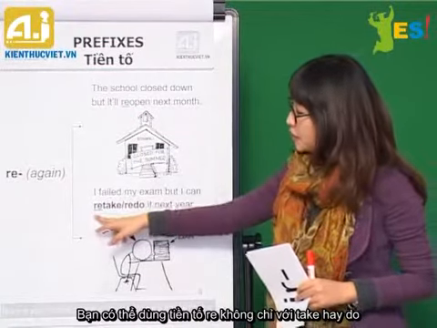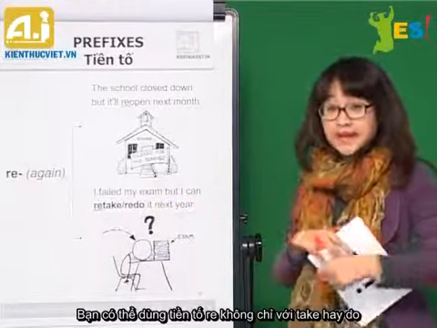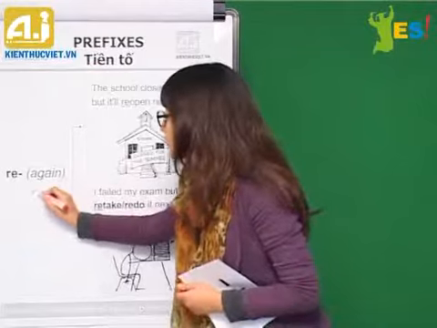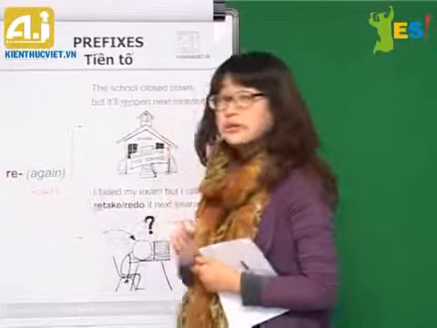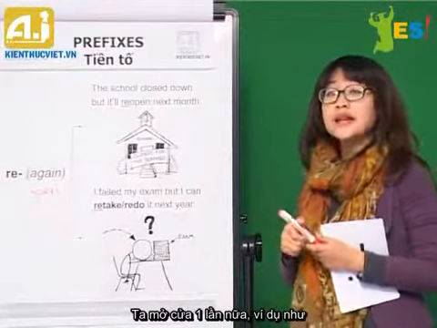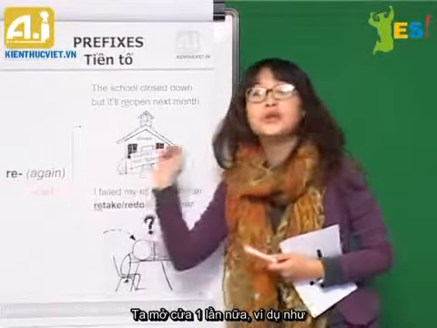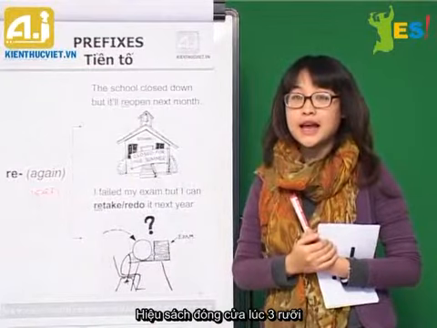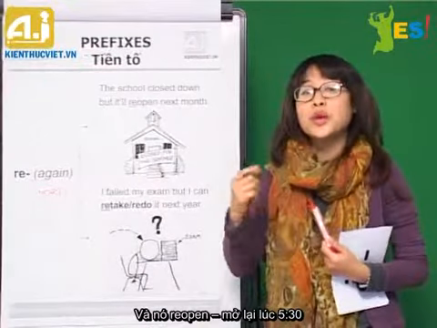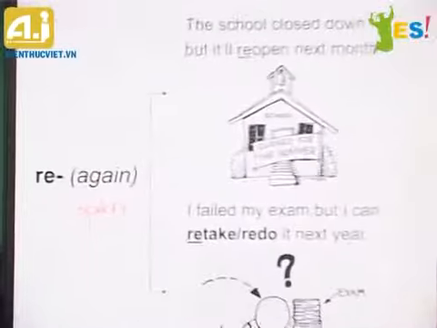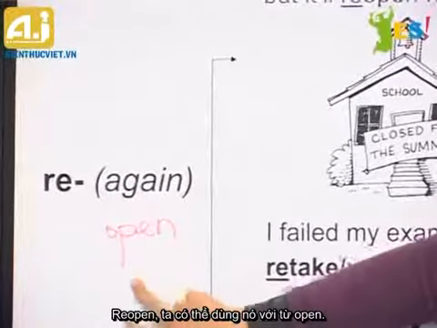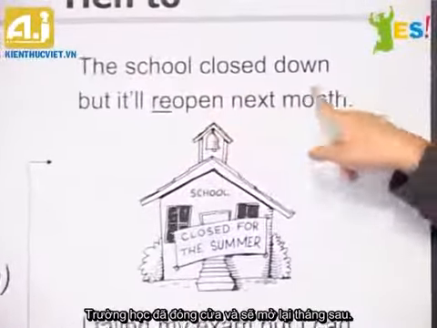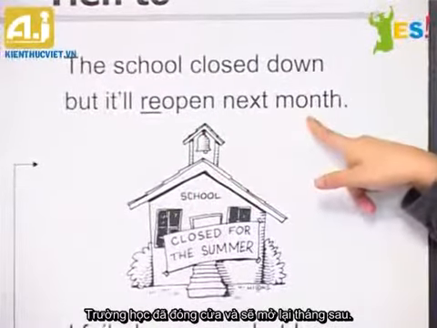You can use the prefix re not only with the verbs take and do, you can also use it with reopen. Right? Reopen. It means that it opens again. I can give you an example to use reopen. For example, the bookshops close at 3:30 and it reopens at 5:30. You can use it with the verb open. The school closed down, but it'll reopen next month.